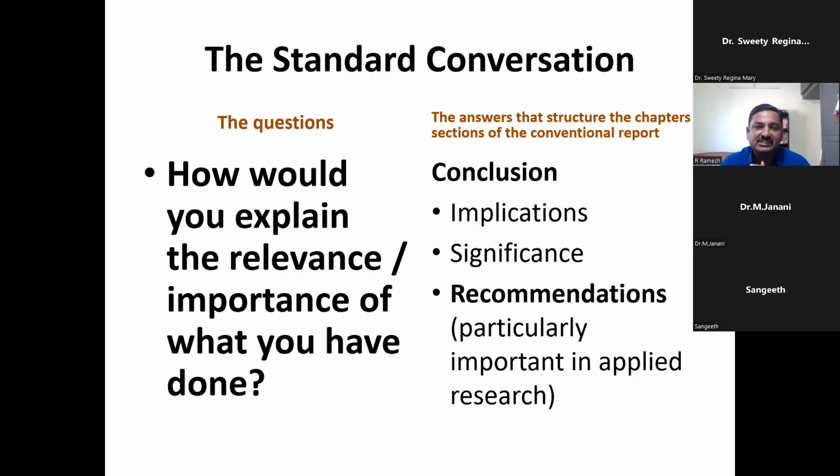And the next is, how do you explain the relevance or importance? What is the significance of the study? That's where you come with your conclusion, implications for today's world. What is the significance of this for this country, for the state? That's what you are explaining in terms of implications, significance, and your recommendations. What do you think the state should do? What do you think the market should do? What do you think the corporates should do, right? That way you come with your recommendations.